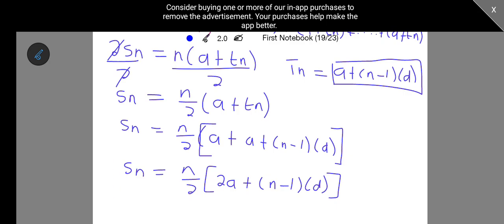You can use this formula to add any number of terms which you are being requested to add. There are two formulas which you can use. The other one, you can only use it if you know the last term, but this one works in all cases. So I can guarantee you and recommend you to use this formula only.